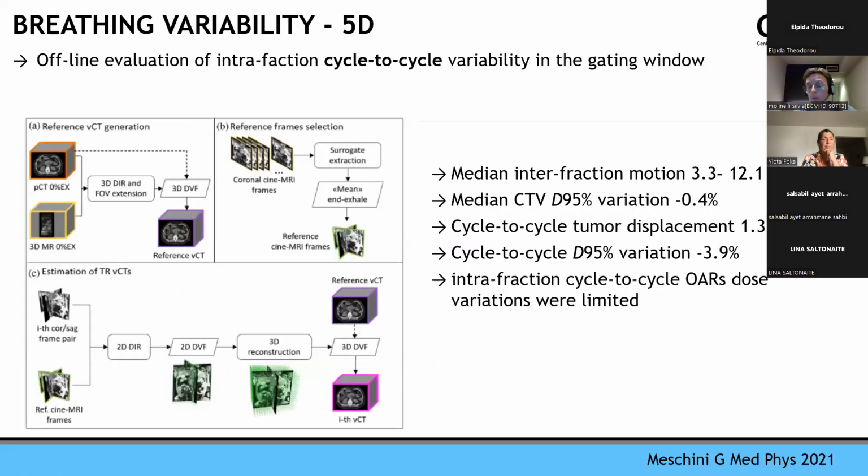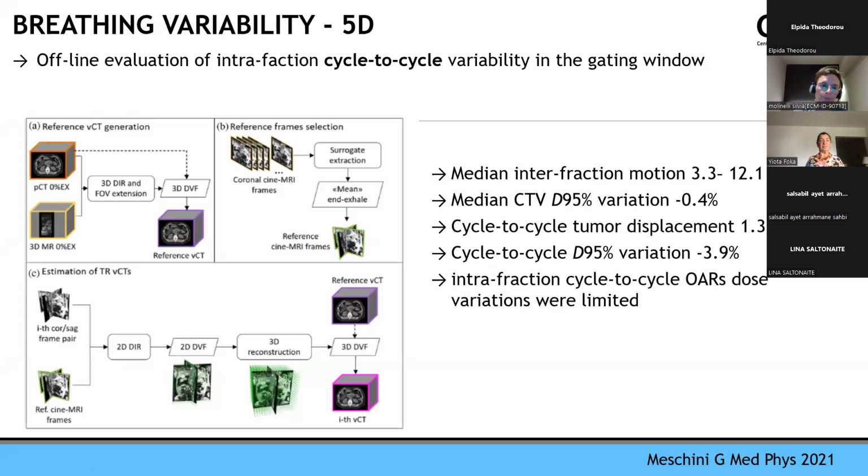And then we also did the dose accumulation and evaluation of the average variation on a cycle-to-cycle basis. And the system was actually more robust than we thought, because we had median interfraction motion of 3.312 millimeters, and the CTV dose variation on a cycle-to-cycle basis was around 4%. We didn't have significant variations on the organs at risk. Probably because when we plan a treatment, we are much more conservative on the organs at risk than on the target coverage.